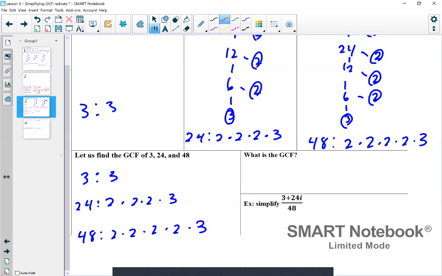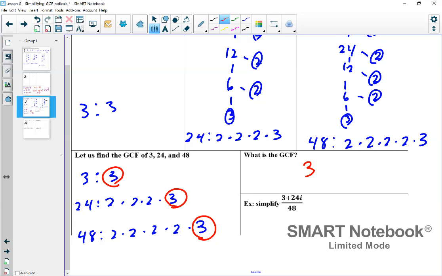So what number do they all share? Well, I think it becomes quite obvious since 3 is only a 3, and they all do have a 3 in common. So the GCF has to be a 3. Sometimes it will not be this easy, but in this case, we got lucky. And why is that? Well, because Mr. Kreisler invented the problem.